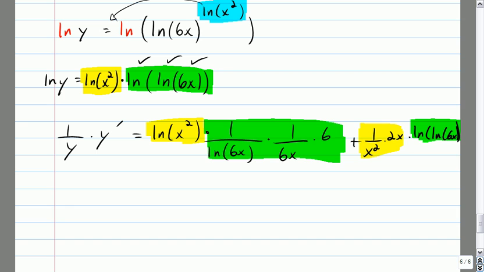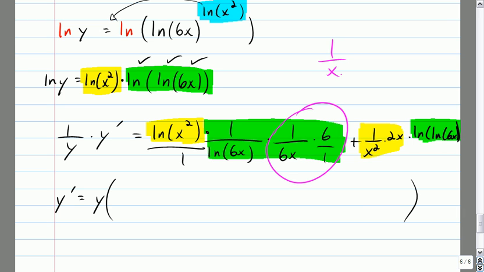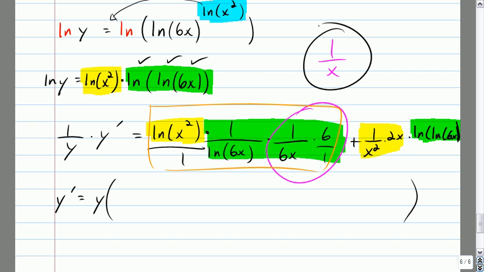I'm going to clean this up. I'm going to multiply both sides by y, so y prime equals y multiplied by that entire right side. These are all like fractions. I notice right here that's equivalent to just 1 over x. So those fractions, we go across the top and multiply them, and across the bottom we multiply them, but make sure I replaced 1 over 6x times 6 with 1 over x.